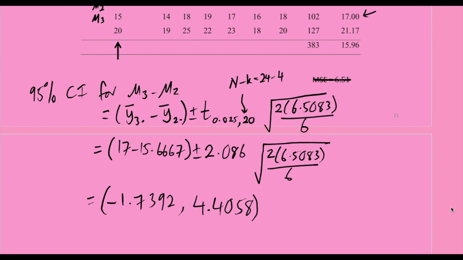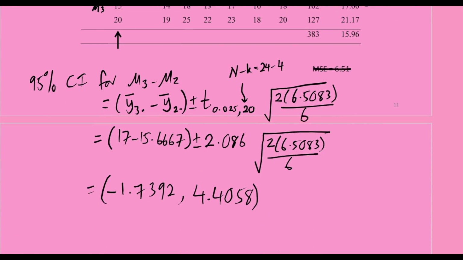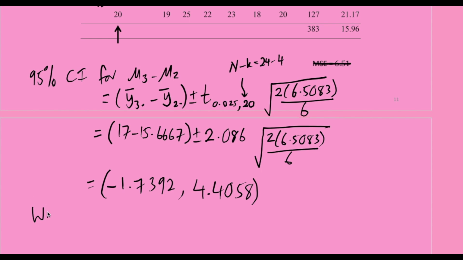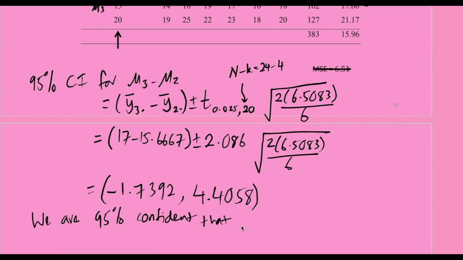So if you're asked to interpret the confidence interval, you would say that, maybe I just write it down for you once. We are 95% confident that the difference in means mu3 minus mu2 is between negative 1.7392 and 4.4058. As easy as this, because we have a strong foundation of statistics, right?